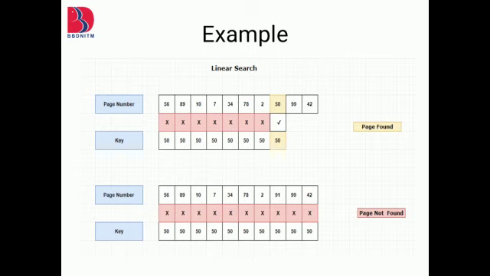Similarly, in the next example we have to find 50, but 50 is not in the list. Again the searching and comparison will be done. 50 is compared with 56, 89, 10, 7, 34, 78, 2, 91, 99, and the last one is 42. Now what is written over there? Page not found, because 50 is not in the list.